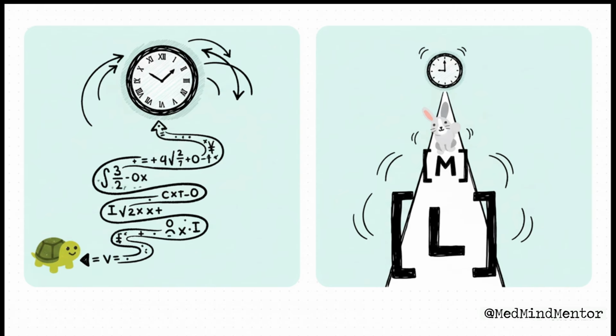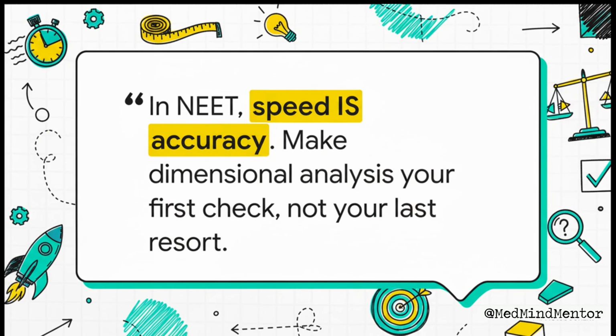I mean, just look at the comparison. You could spend a minute or 2 doing all the algebra to derive a formula? Or you could spend less than 30 seconds just checking the dimensions of the 4 options they give you. If the question is asking for energy, for example, any answer that doesn't boil down to ml squared t to the minus 2 is just flat out wrong. You can eliminate it instantly. It's not just faster, it's often safer because there's less chance of a silly calculation mistake. So please, remember this. In an exam like NEET, being fast is being accurate. So make dimensional analysis your first line of attack, your first check, not the thing you do when you're totally stuck.